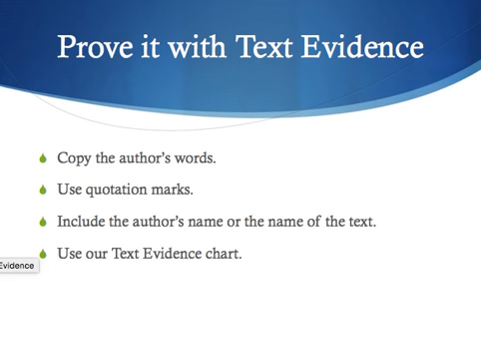All right, now we're on to the P of our wraps. And the P stands for prove it with text evidence. And you've learned how to do this in an essay. So remember, when we're proving it with text evidence, it means we're copying the author's words. We're using quotation marks around the author's words, and we're including the author's name or the name of the text. And so when you're doing the P part of wraps, make sure you're using our text evidence chart to help you with that.